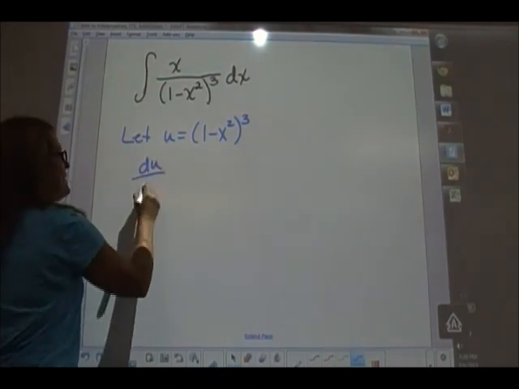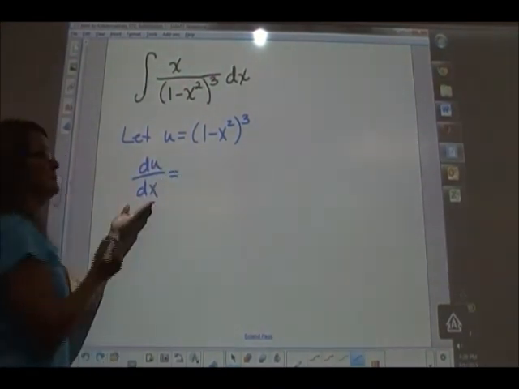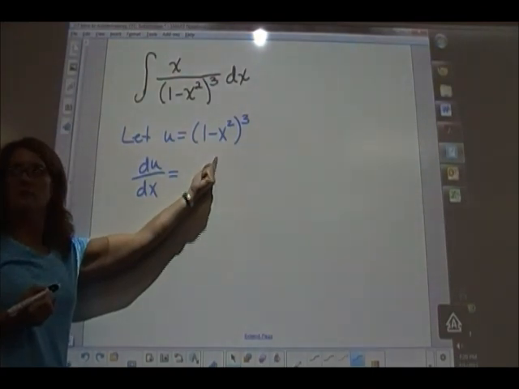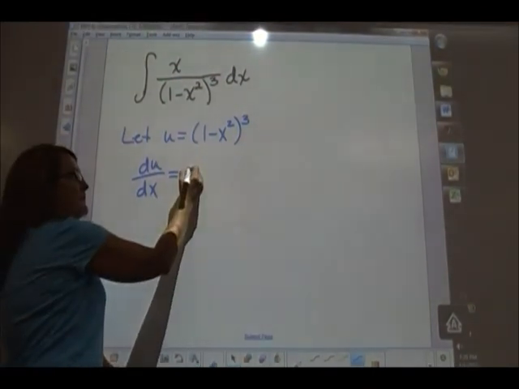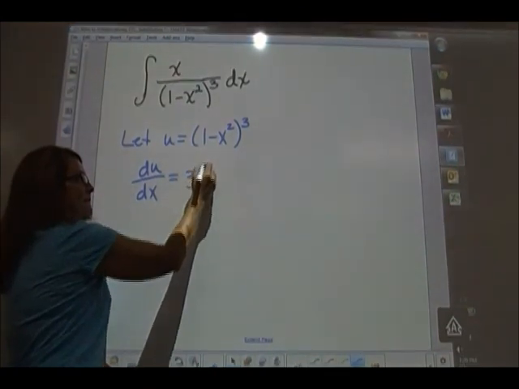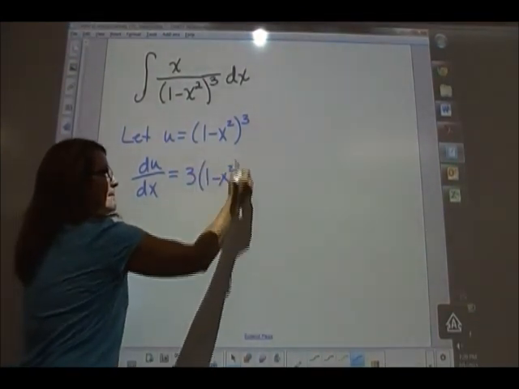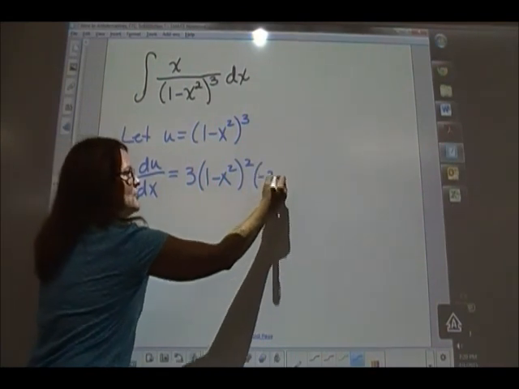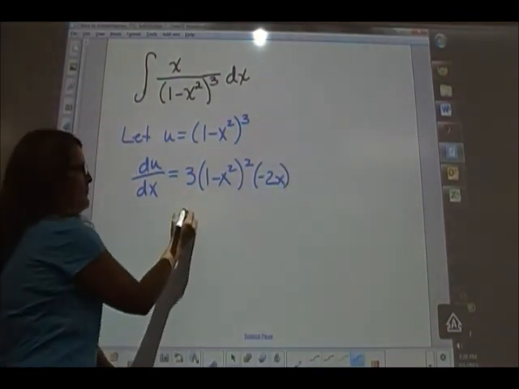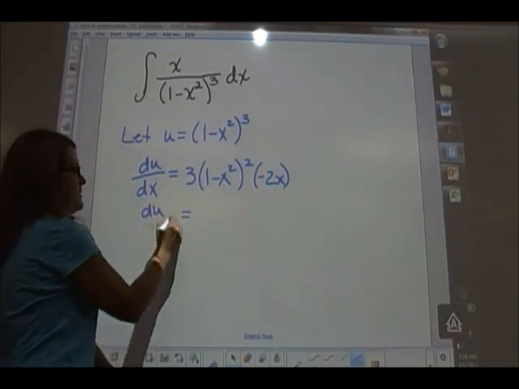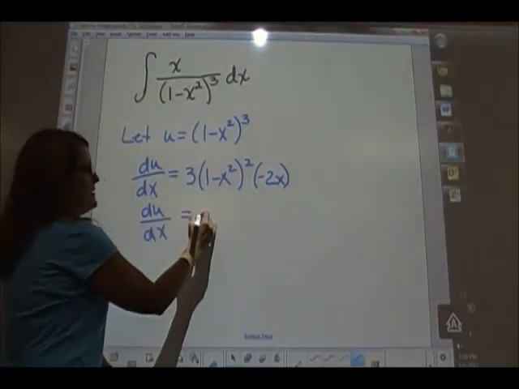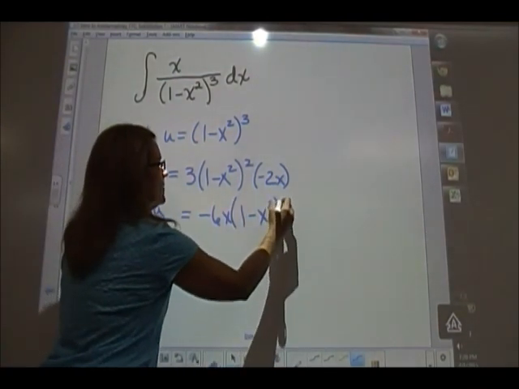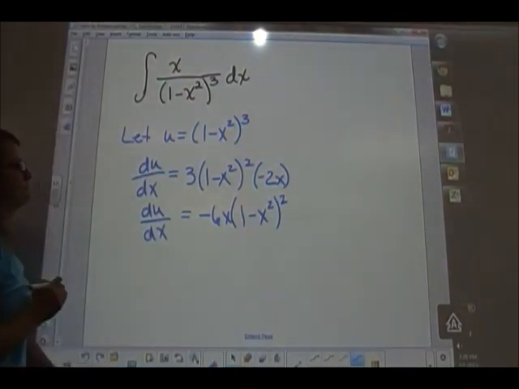So, next thing I do is take the derivative. You're good at this now. You're real good at this now. Talk to me. 1 minus x squared, 2. Times negative 2x. Okay. Let me rewrite that a little bit simpler now. I like to simplify it. So that's negative 6x times 1 minus x squared, right?